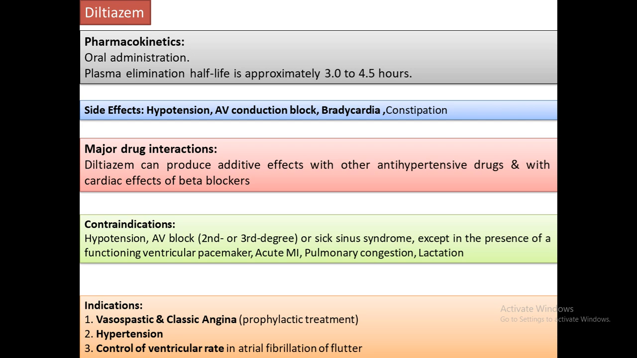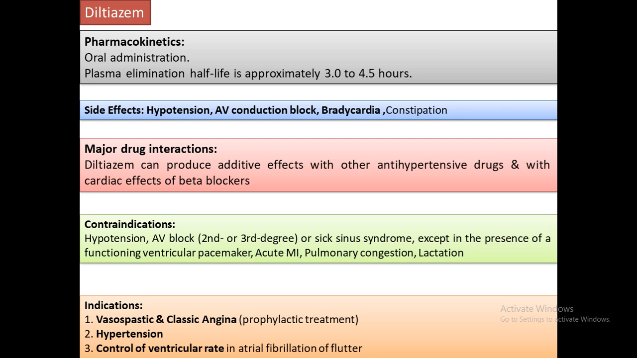Then diltiazem, given by oral administration, has a plasma elimination half-life of 3 to 4.5 hours. Adverse effects are hypotension, AV conduction block, bradycardia, constipation. Major drug interaction: diltiazem can produce additive effects with other antihypertensive drugs and with the cardiac effects of beta blockers.